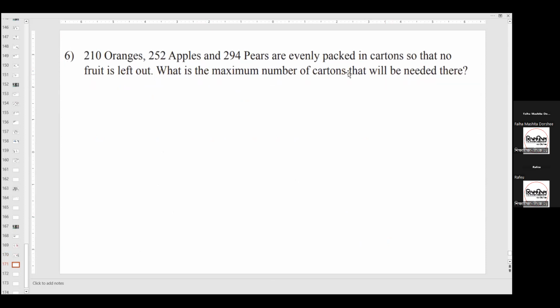Pears are evenly packed in cartons so that no fruit is left out. What is the maximum number of cartons that will be needed there, right? It will be the HCF of the numbers. The maximum number of cartons will be the HCF of 210, 252, and 294. You can do that, right? Okay, so I better go for the next one.